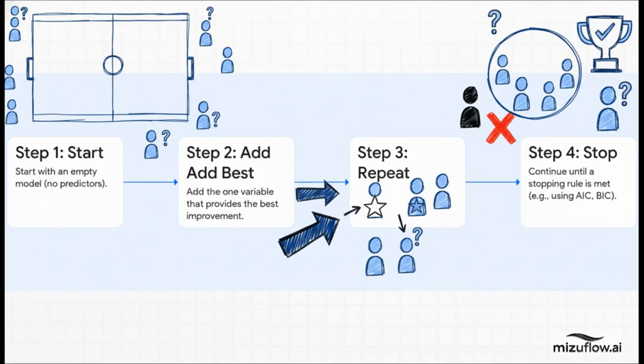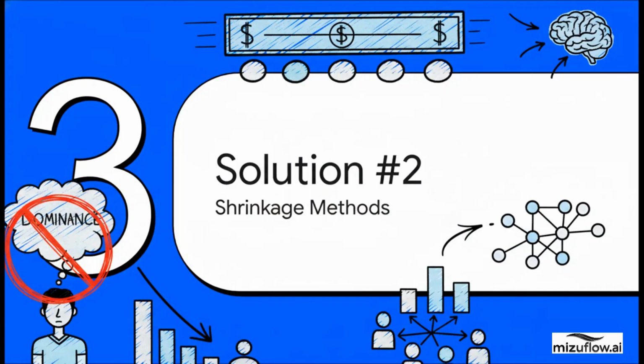And here's how it works in practice, step by step. It's actually super intuitive. First, you start with an empty field, no players, no model. Then you look at all your available variables and you pick the one that by itself gives you the biggest improvement. Great. Now, keeping that player in the game, you look for the next best one to add to the team. And you just keep repeating that process one by one until adding another player just doesn't really help your score anymore. Simple, right?